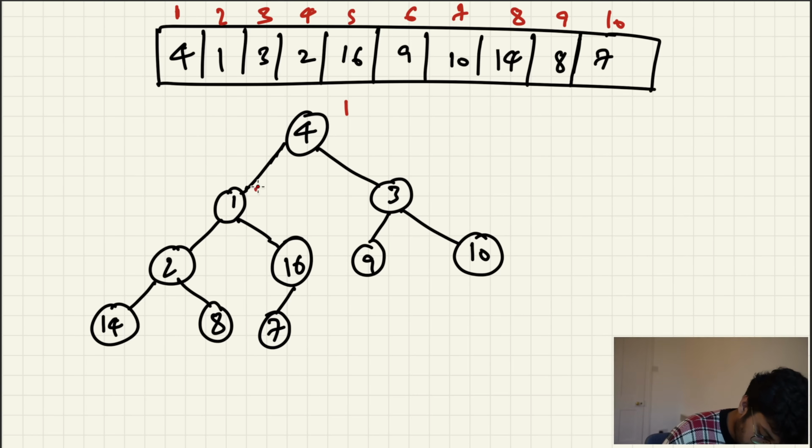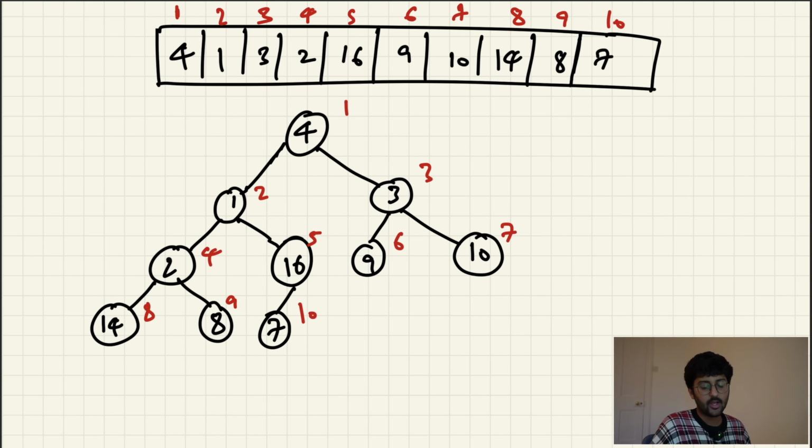16 is at index number 5. Notice that this index by chance came out to be n divided by 2, 10 divided by 2, 5. That's not by chance. You know this property of a complete binary tree. Why are we starting from n divided by 2? Because we are ignoring all the leaf nodes, and the number of leaf nodes in a complete binary tree is around n divided by 2.